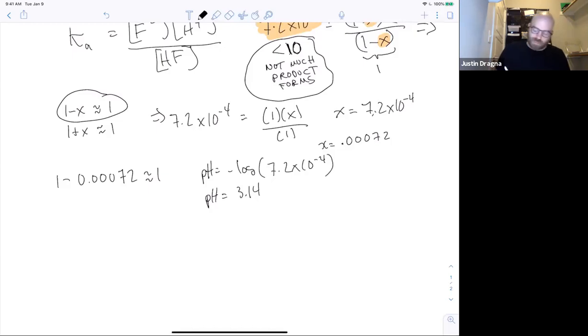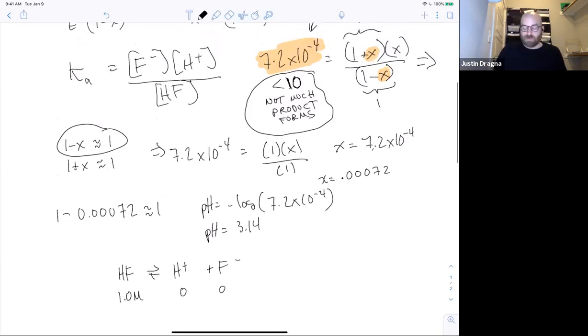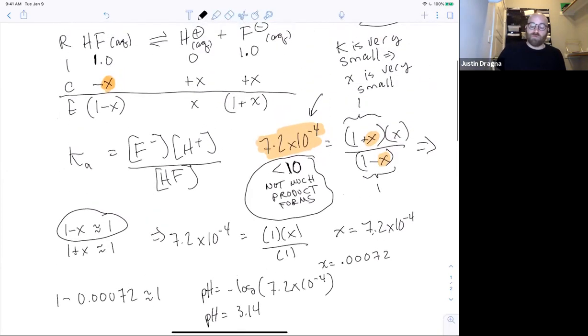If we compare this to the other situation, where we just take HF and start out with a different concentration, a normal sort of problem where we don't have 1 molar. Wait. Why do we plug 7.2? Yeah, that's what X is equal to. So yeah, I know it's confusing. What is X? So we solve for X here.